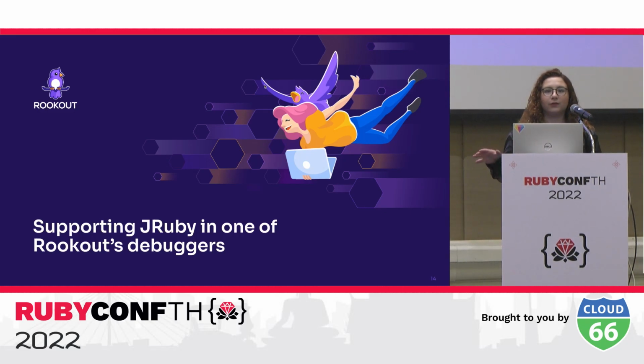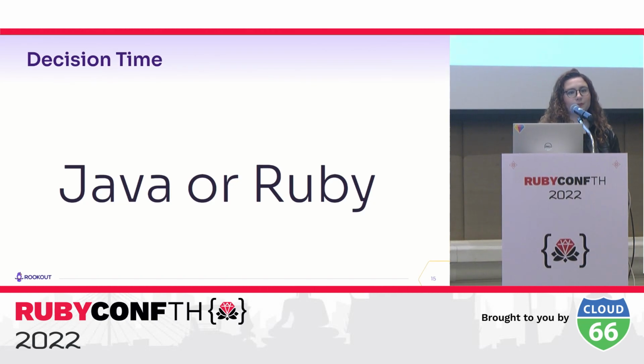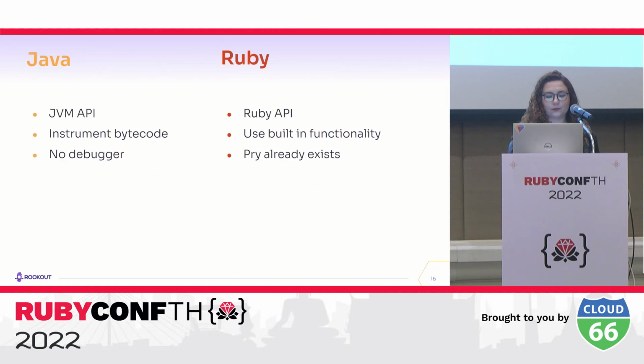So now that I've got it running, I need to do what I was sent to do, which was to support JRuby in one of Rookout's debuggers. Now, Rookout supports both Java and Ruby. The Java debugger also supports any language atop the JVM, and so I had to make a decision. Do I want to start working on the Java debugger to support JRuby or on the Ruby debugger to support JRuby?